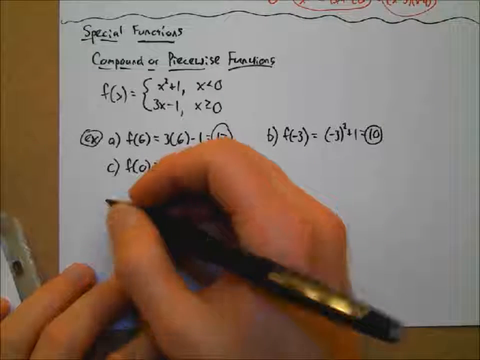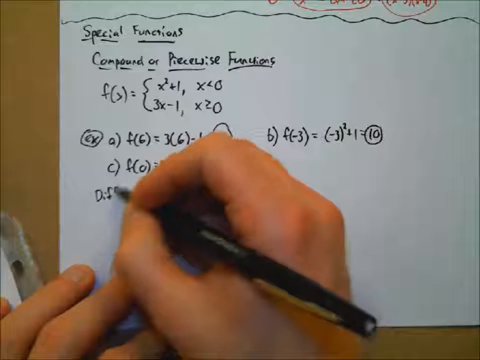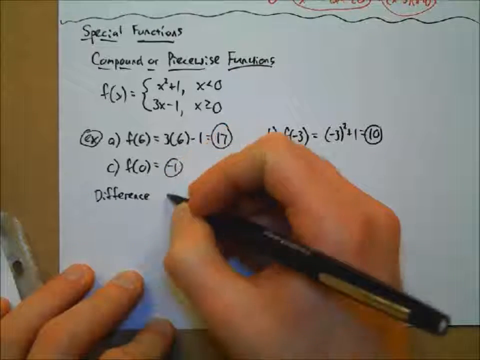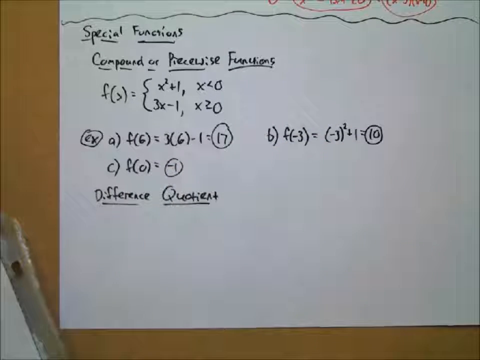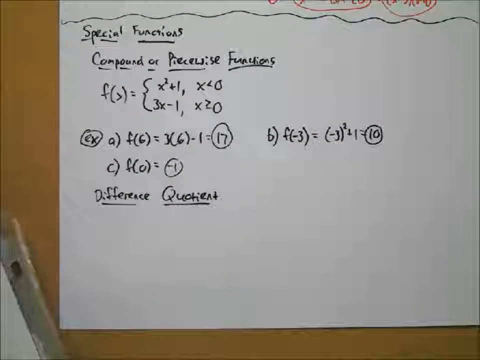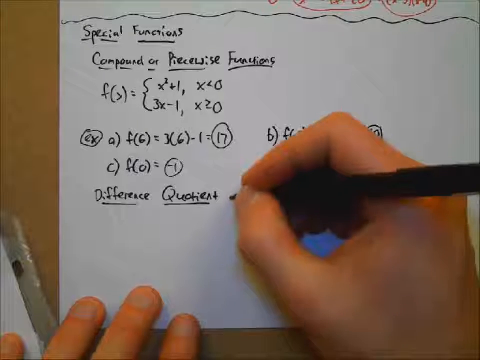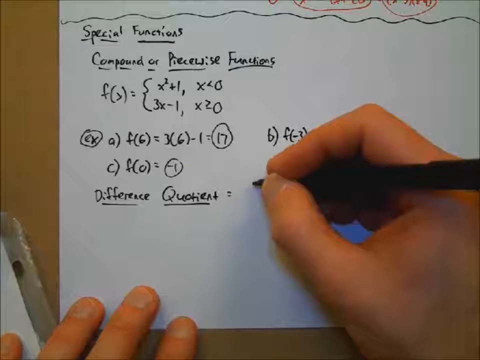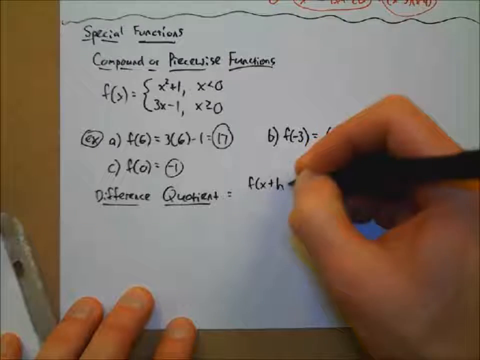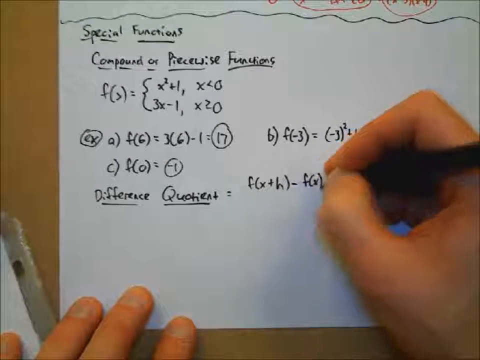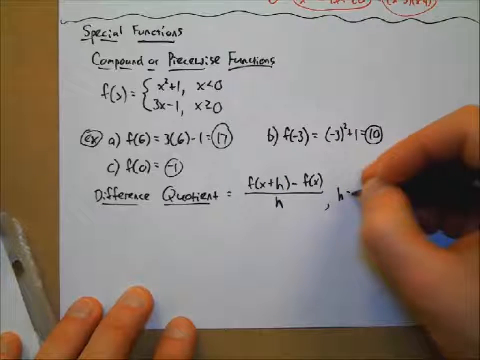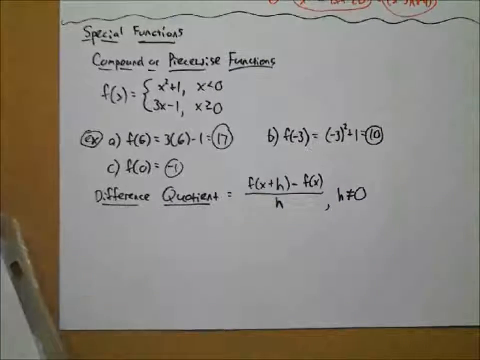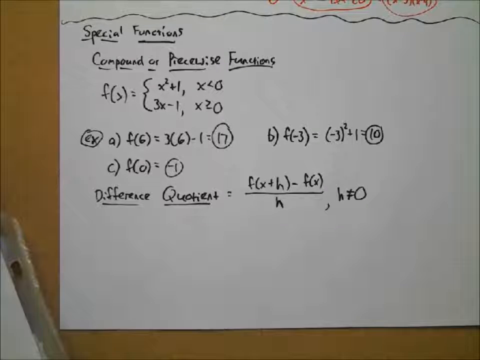All right, next. The other kind of special function that I want us to be familiar with is something called the difference quotient. Okay. The difference quotient. This is the form for the difference quotient. Okay. That's the difference quotient: f of the quantity x plus h minus f of x, over h.